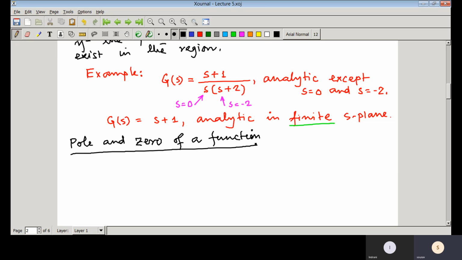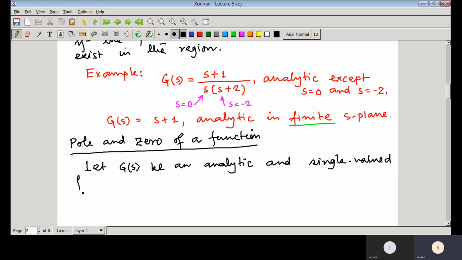So here first let me just write the definition. So let gs be an analytic and single valued function in the neighborhood of point P.